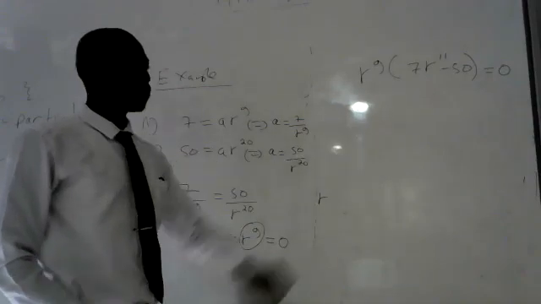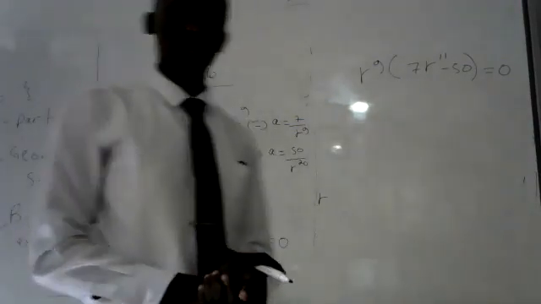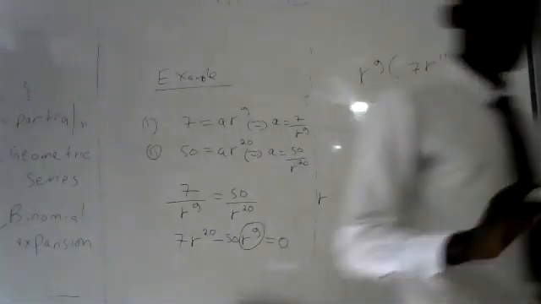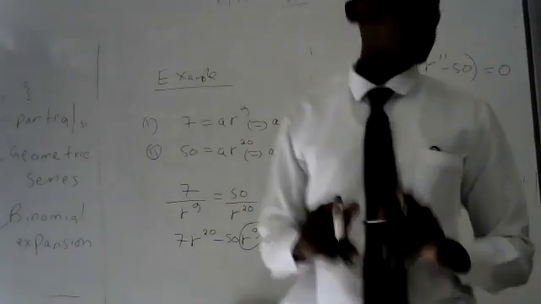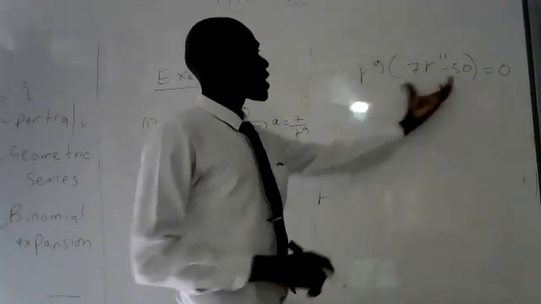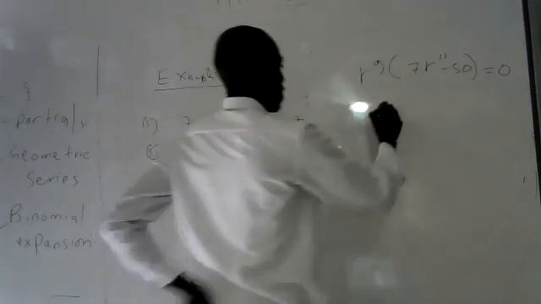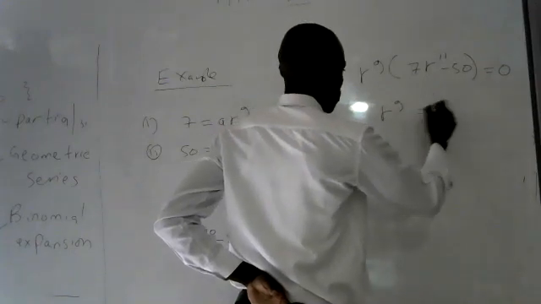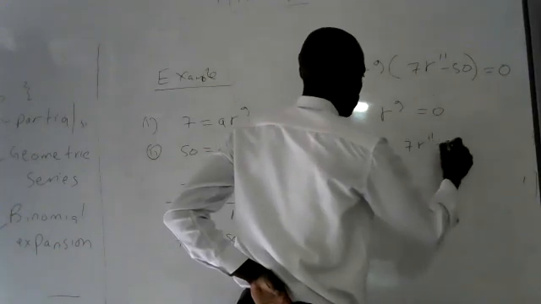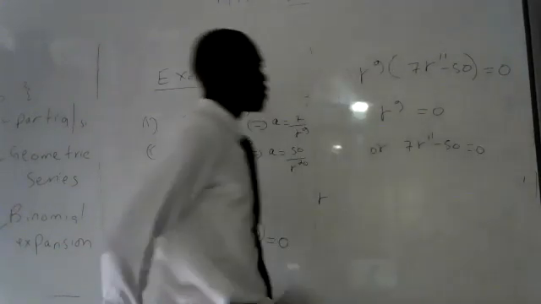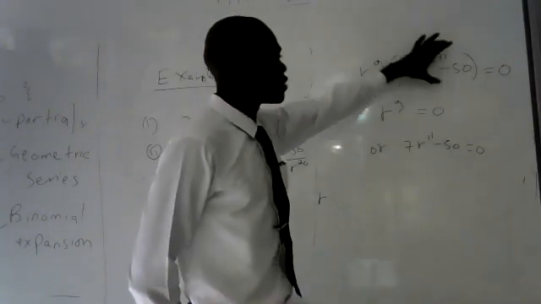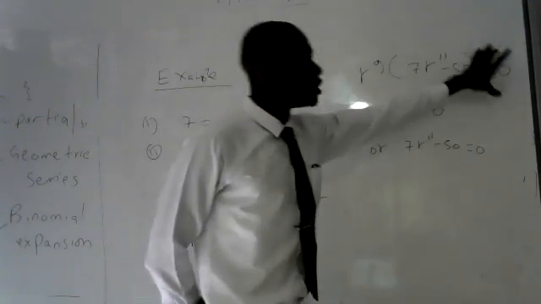Then you remember the property of real numbers, precisely an integral domain. We said that the product of any two real numbers is 0 if and only if one of these numbers is 0. So in this case, this product can only be 0 if R power 9 is 0 or 7R power 11 minus 50 is 0. If R power 9 is 0, 0 times anything is 0. If 7R power 11 minus 50 is 0, 0 times anything is 0.